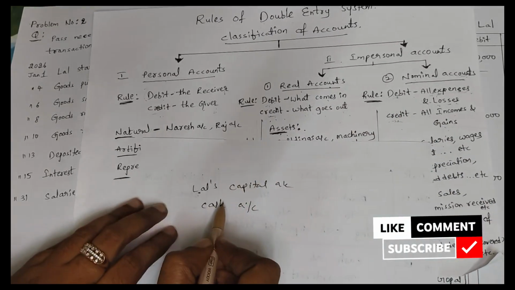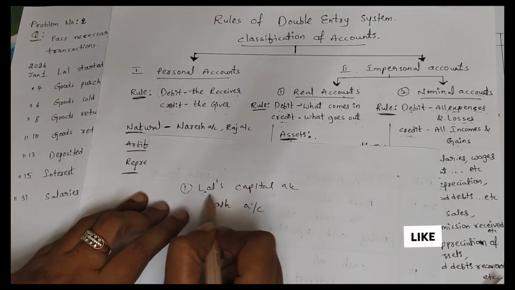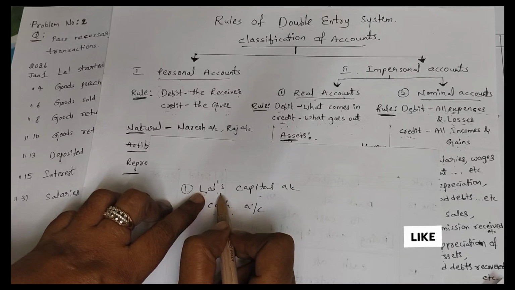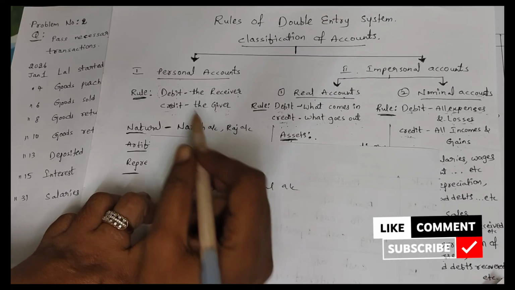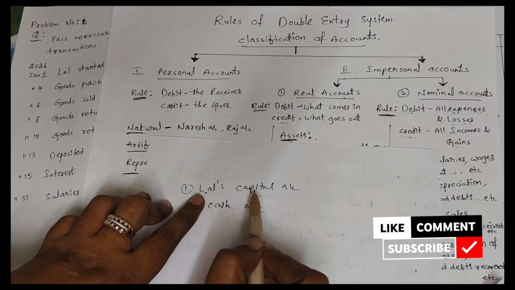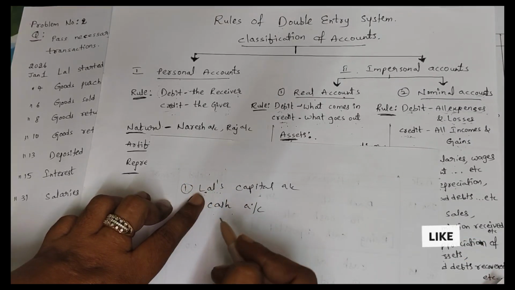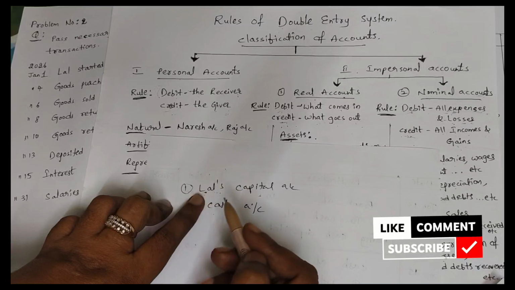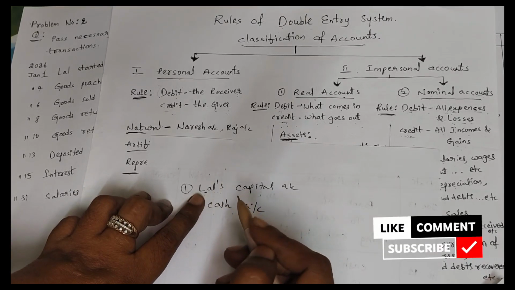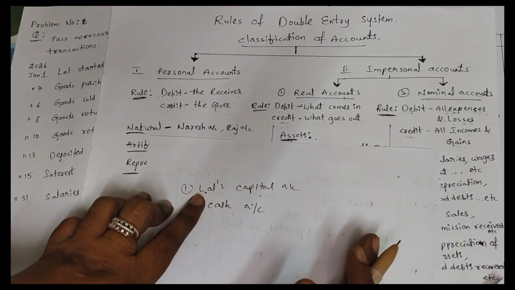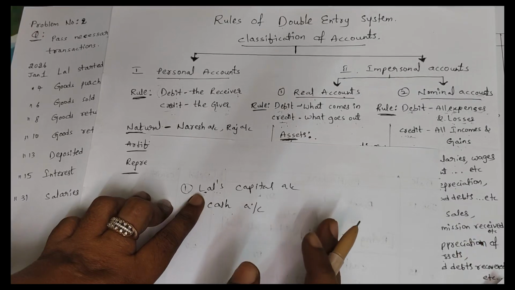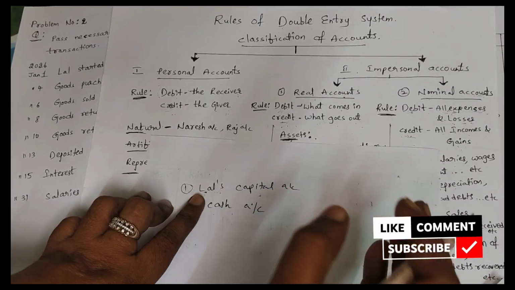Okay, so in the first transaction we have two aspects. What are they? Lal's capital and cash. Lal is a person, and a person comes under personal account. So Lal's capital: Lal is investing money in the business. Is Lal the receiver or the giver? Here we are following the business entity concept. Business is separate, owner is separate, so we need to think only from the business point of view, not from the owner's point of view. Business is receiving money from Lal.